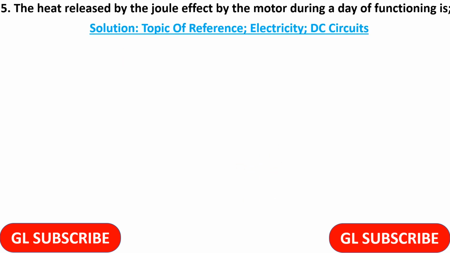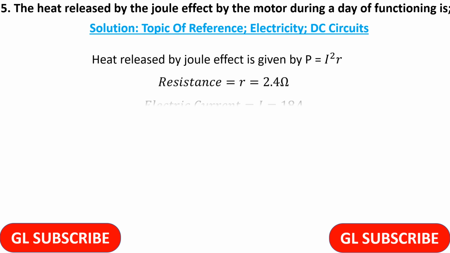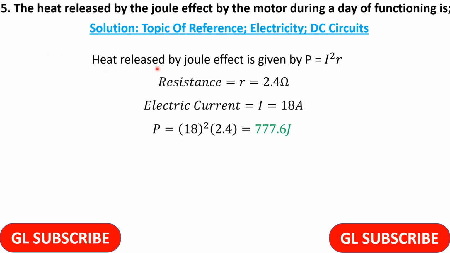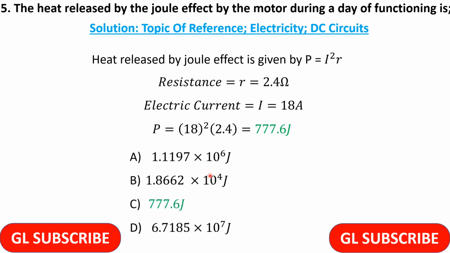Now let us move to question 5, which reads: the heat released by the Joule effect by the motor during a day of functioning is. Recall that the heat released by the Joule effect is given by P equals I squared R, where R is the internal resistance, given as 2.4 ohm, and I is the electric current, given as 18 ampere. We do our replacement to obtain P equal to 777.6 joules. Hence, we conclude that option C is the correct option.